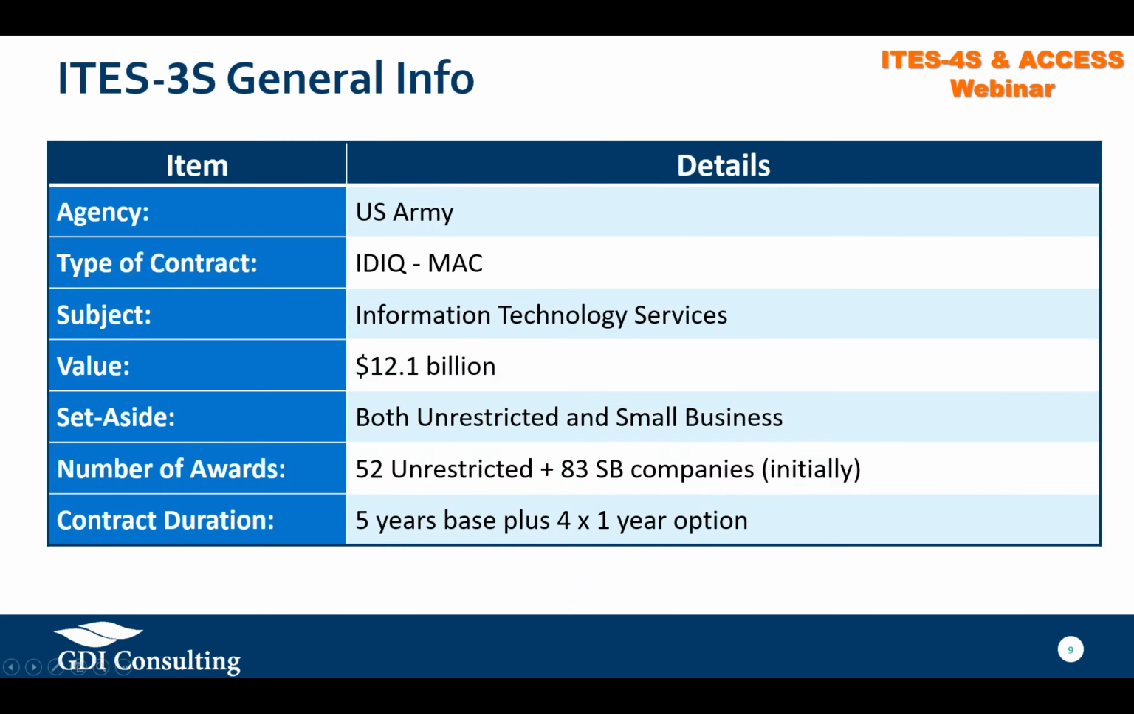So overall information for ITES-3S, obviously it's by US Army, IDIQ MAC, and it's about information technology services. The budget for this is $12.1 billion. And as I mentioned, and we saw, it's both for large businesses and small businesses. Now, in terms of number of awards, 52 awards were given to large businesses, the unrestricted, and 83 to small businesses initially. So overall, 135 initially were awarded under this contract, 52 large businesses and 83 small businesses.